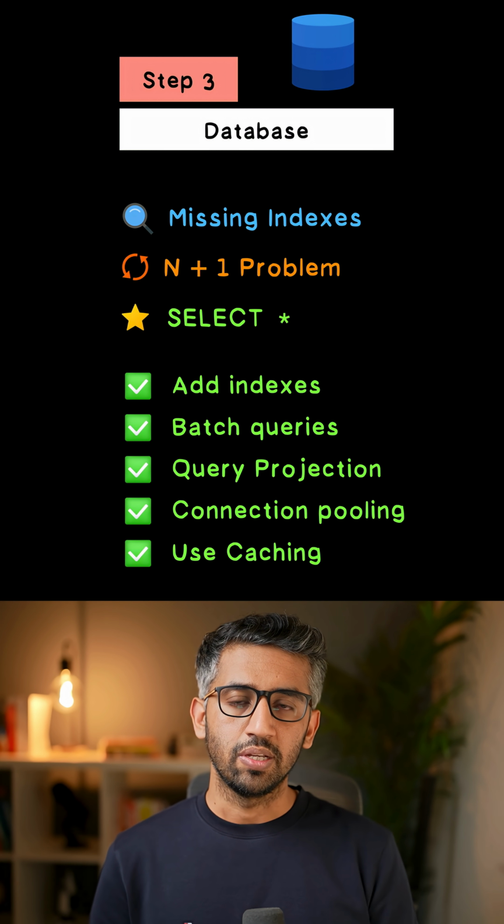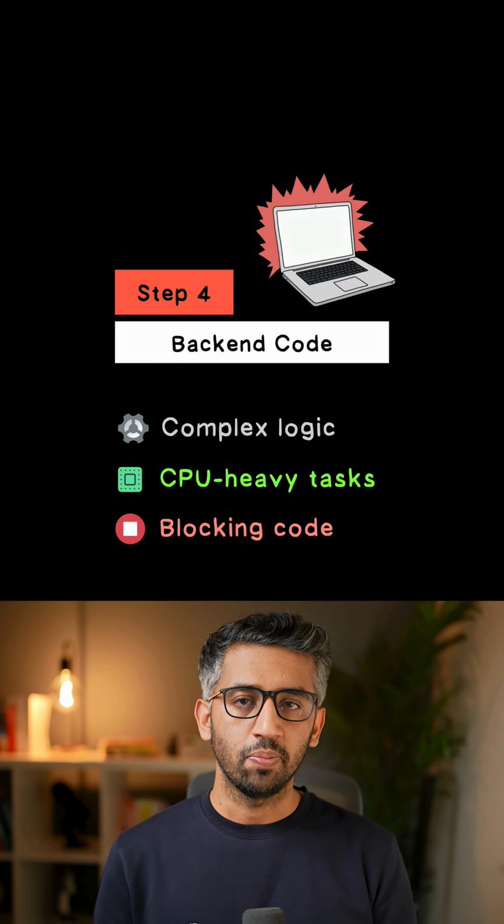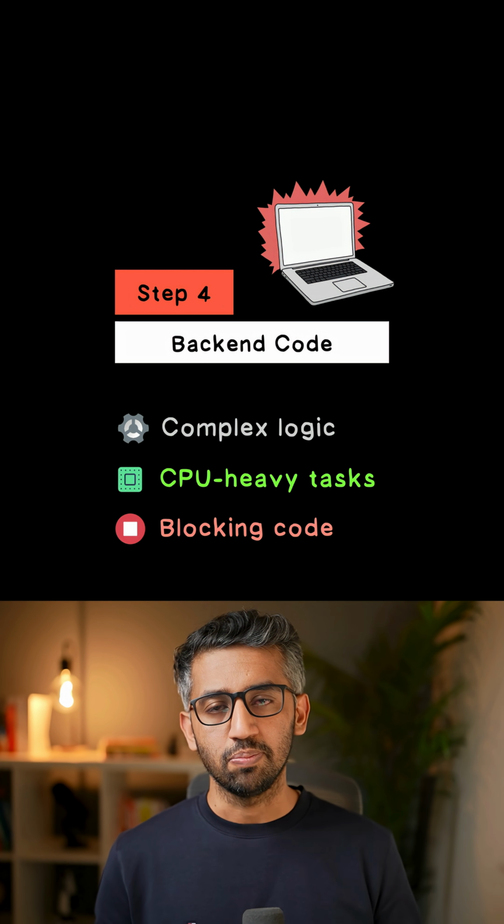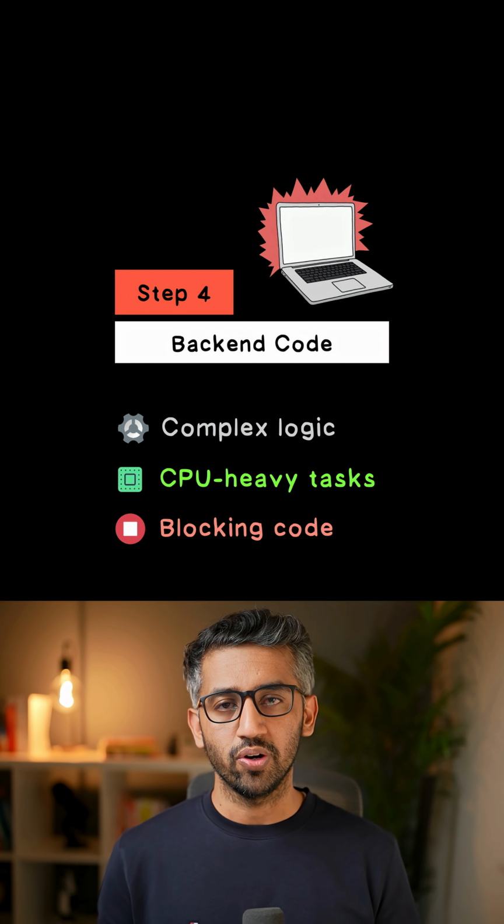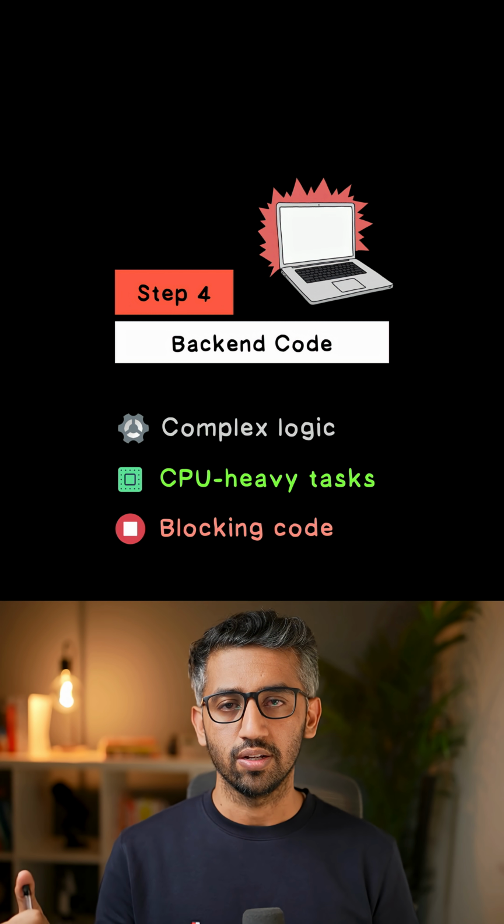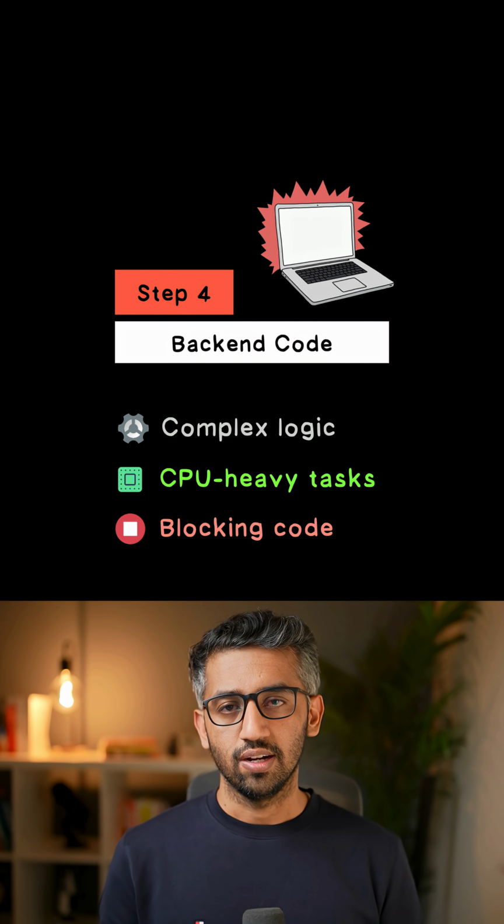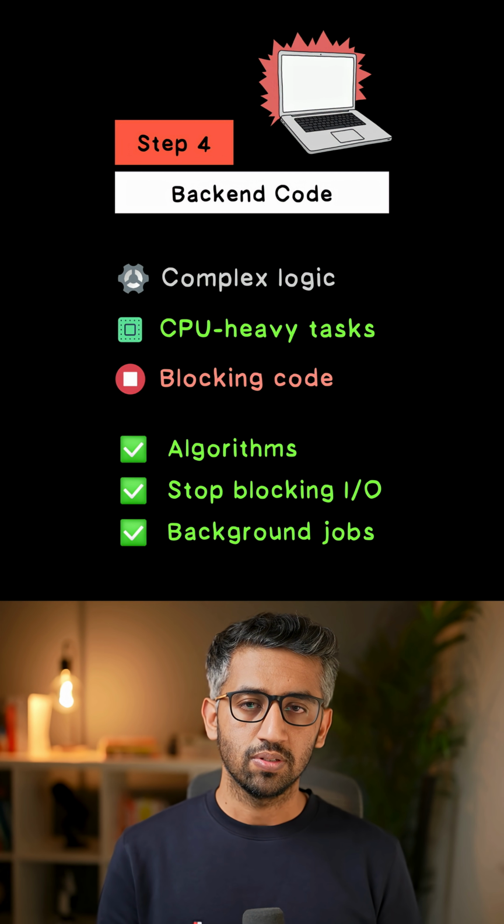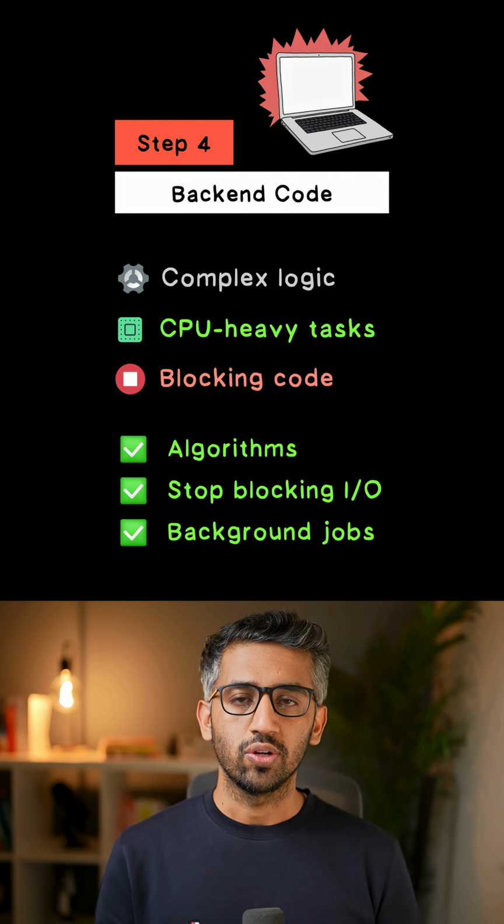Issues can also be in your backend code. You might have some complicated logic, you might be running some CPU intensive tasks in the API endpoint, or you might have some blocking code so you're not letting the server respond to the other requests. The ways to fix this are improving your algorithms, not blocking the IO, and offloading the heavy work to be done in background.